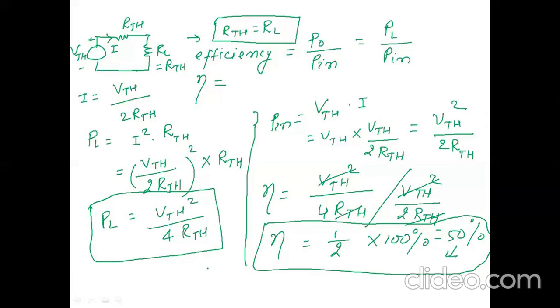So 50% part will go in the loss. We are getting only 50% efficiency, so 50% will go as loss, and so temperature will rise. To limit this temperature rise, we have to make some compensator to compensate the temperature rise. So this is mostly used for electronic circuits.